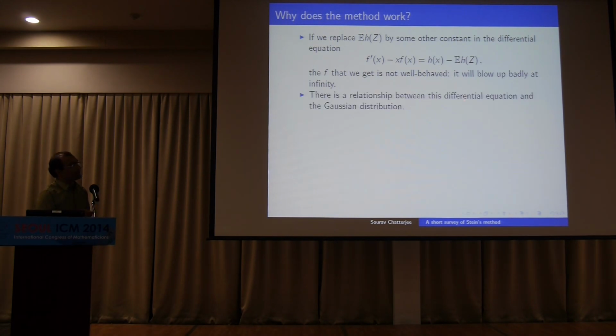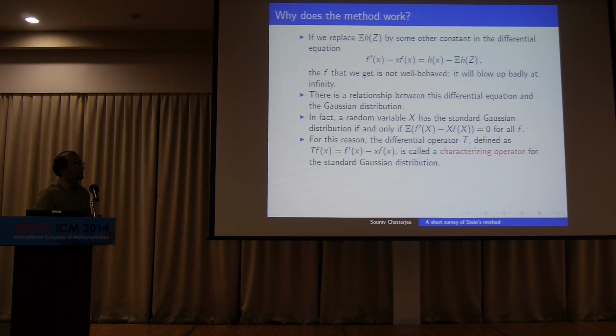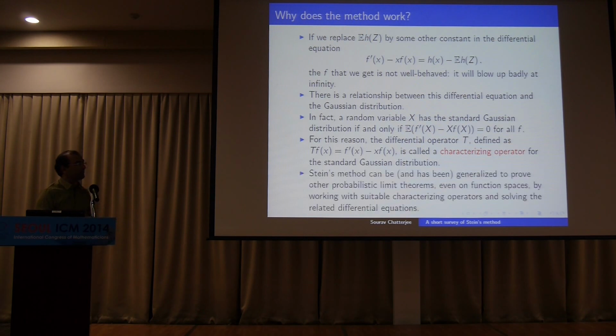There's a relationship between this differential equation and the Gaussian distribution, and you can get a hint of that from the fact that X is standard Gaussian if and only if this is exactly equal to 0 for all f. So that's an if and only if condition. For this reason, this differential operator Tf, which is f prime of x minus x f of x, is called a characterizing operator for the standard Gaussian distribution.